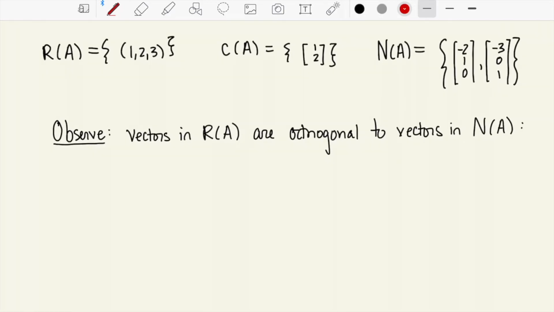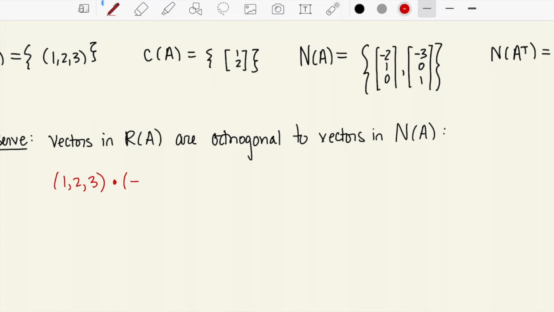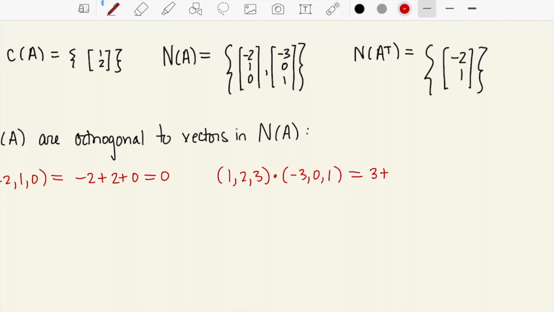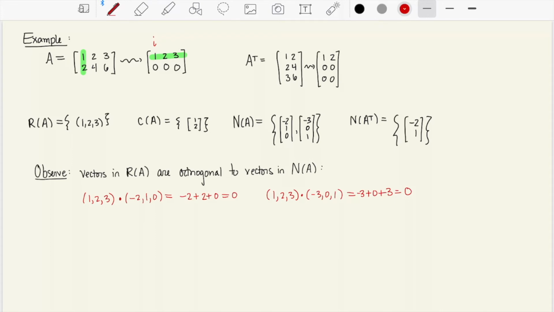So if we take 1, 2, 3, and we pair it with the dot product with any of the basis vectors of the null space, like minus 2, 1, 0, we're going to get 0. And indeed we do. We get minus 2 plus 2 plus 0 equal to 0. Likewise, 1, 2, 3 dot product with minus 3, 0, 1 will give us minus 3 plus 0 plus 3, and that again is 0. We will also get 0 if we take anything else in the row space dotted with anything else from the null space, by linearity.